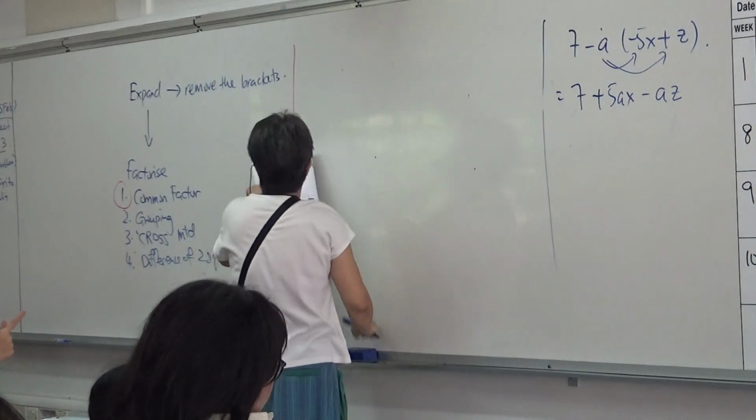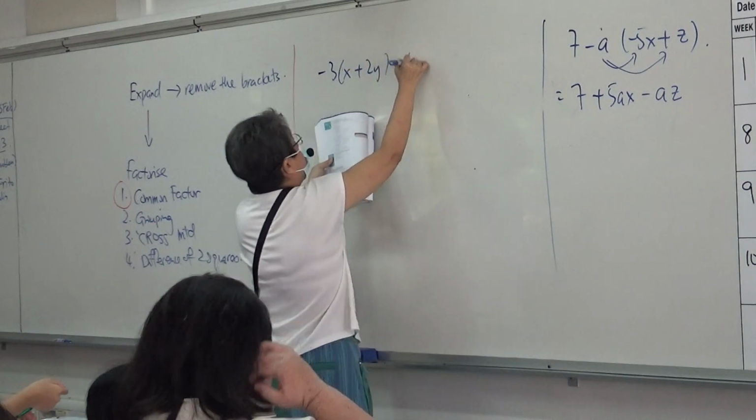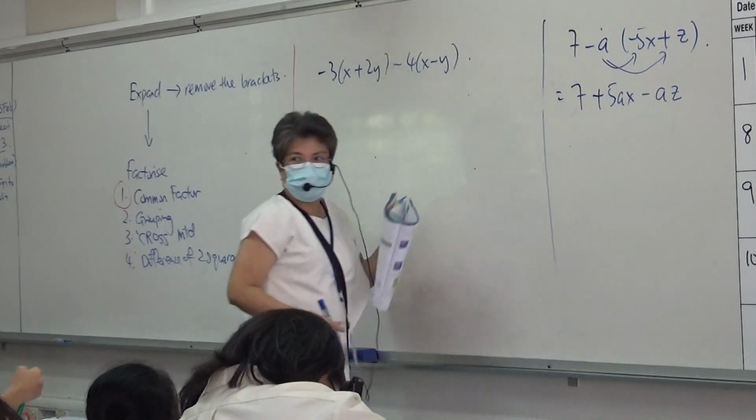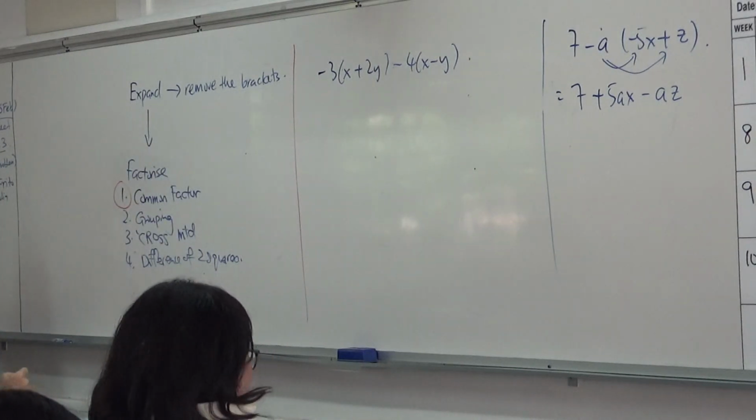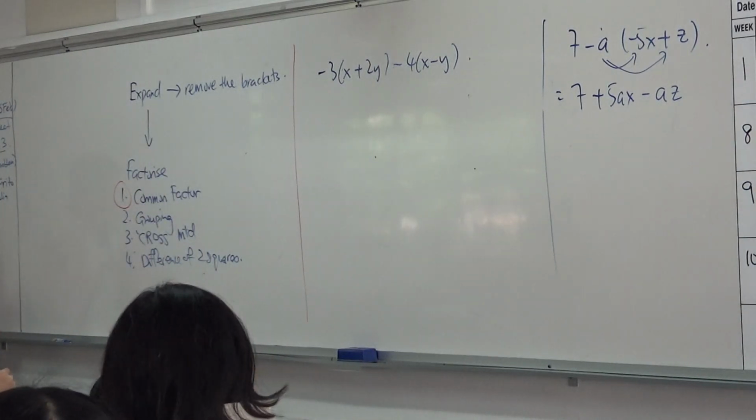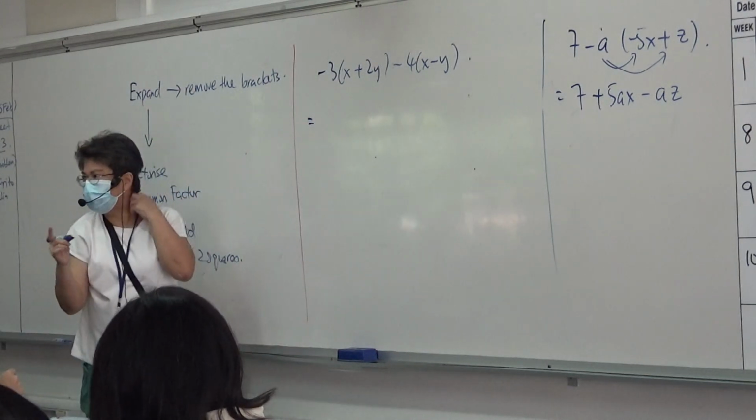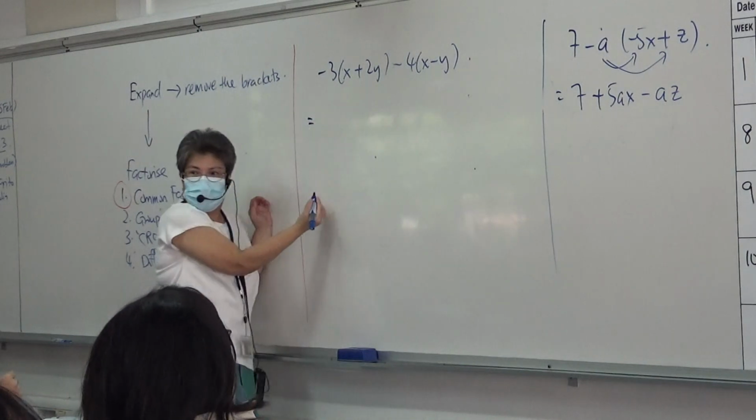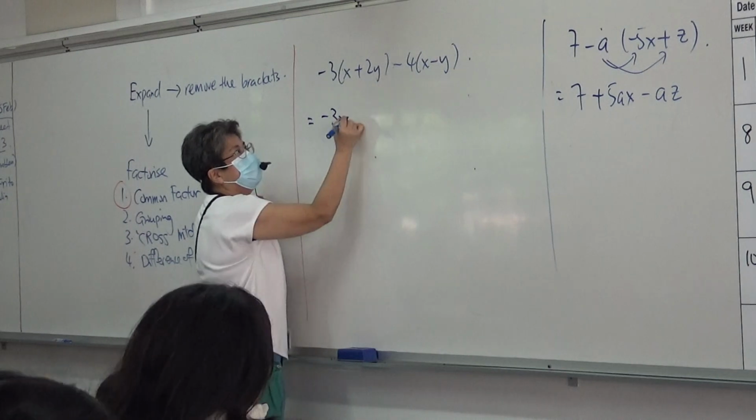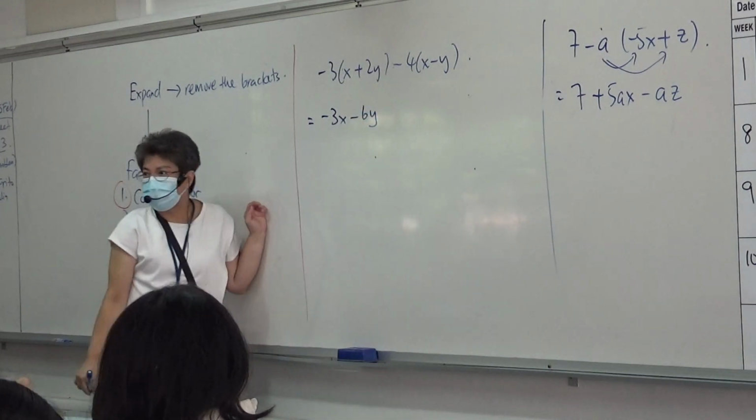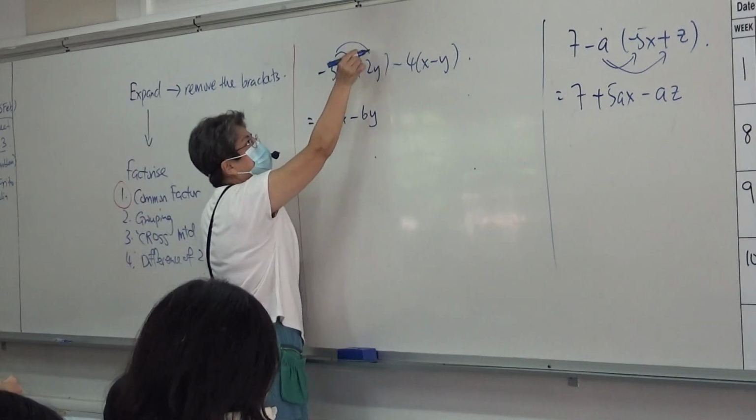Example 5. Now, we have a more difficult expression. Okay, I want all to look at the board. Now, what is the first thing I do? Negative 3 and x. What does it give me? Negative 3x. Then what is this? Negative 6y.